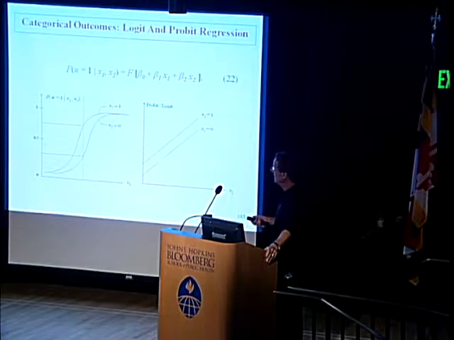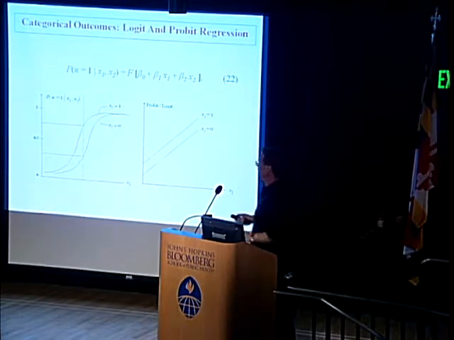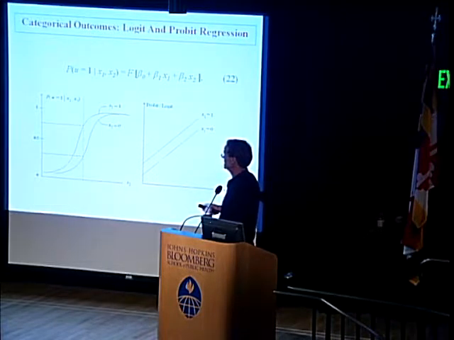The logistic function looks like this: 1 divided by 1 plus e to the power of minus z, where z is called the logit.